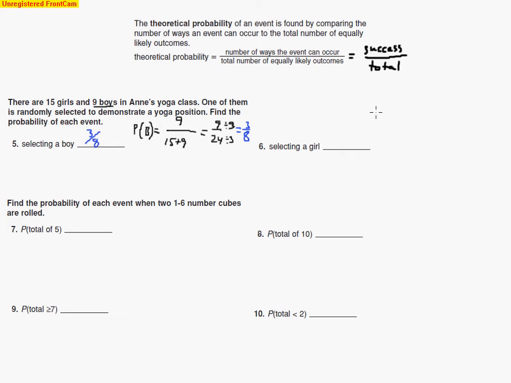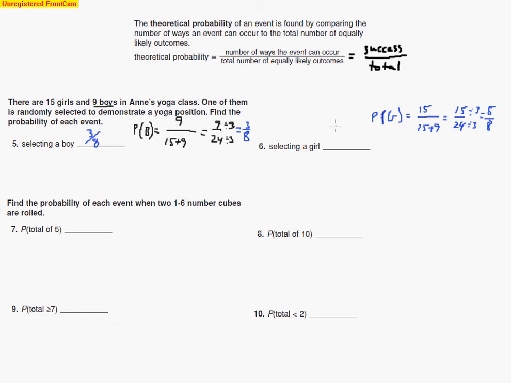Selecting a girl? Well, girl would be the same sort of thing, except it's going to be the opposite. It's not a boy. A couple of different ways we can do that. Let's take a look at this way. We can start off with 15 girls out of the total number. We know the total number is 24 when I add the 15 and the 9. I've already done that, so I don't need to do it again. I could just reduce the fraction, take out that common factor of 3 and get my answer, 5/8. And that is the answer.